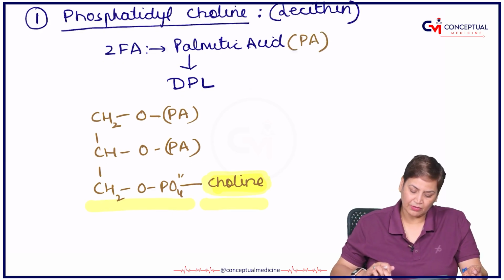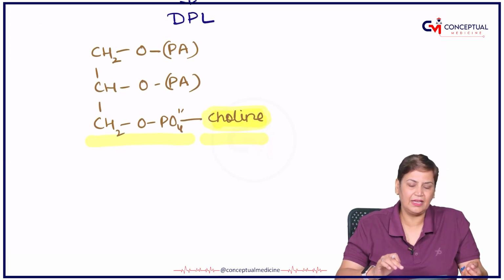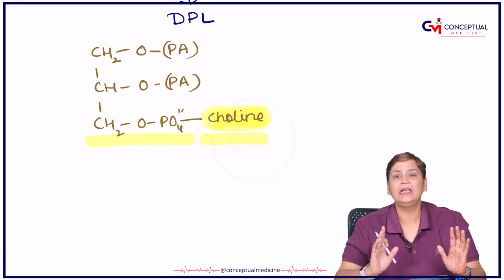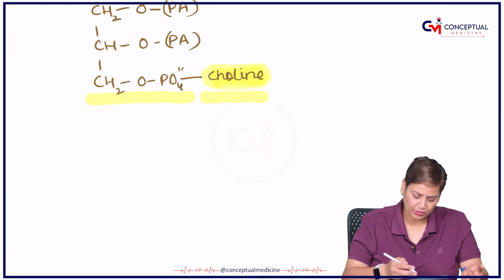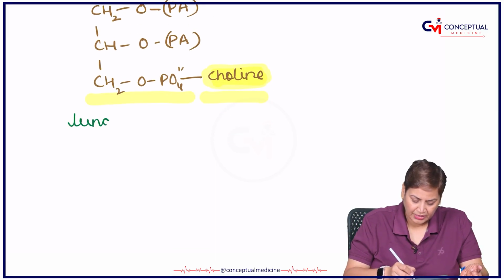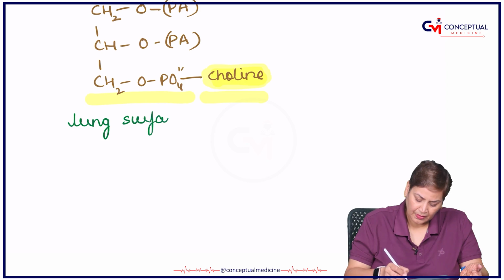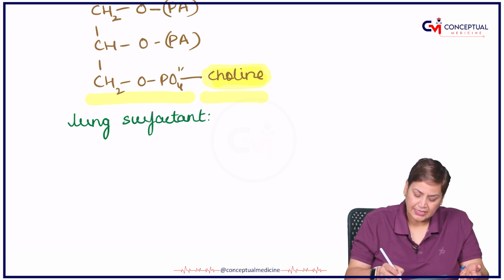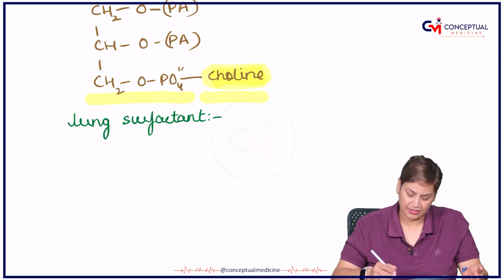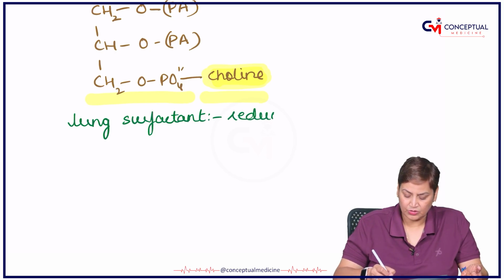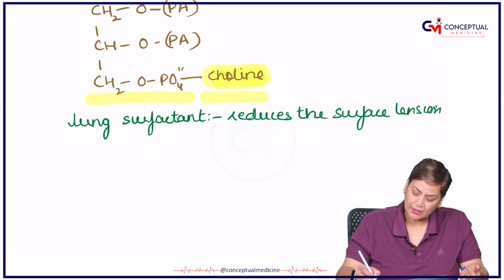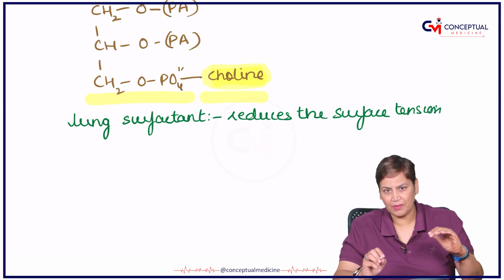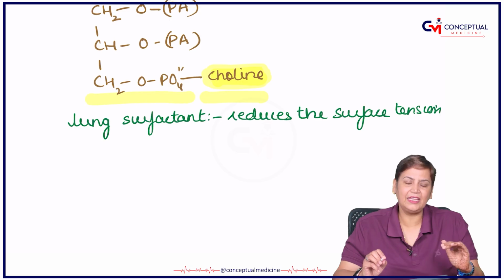And if we talk about the function, this DPL is the most common lung surfactant, and in fact this is the only lung surfactant, I would say. And what is its function? It reduces the surface tension as it lines the alveolar membrane. Okay. So it is lining the alveolar membrane.